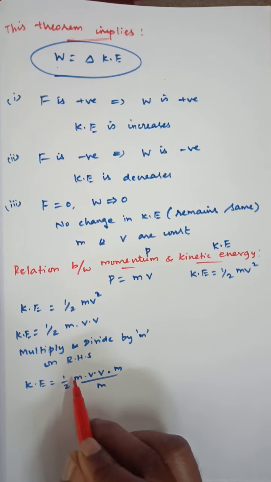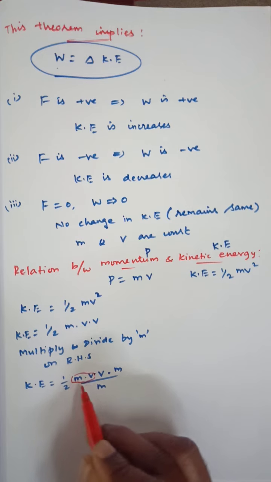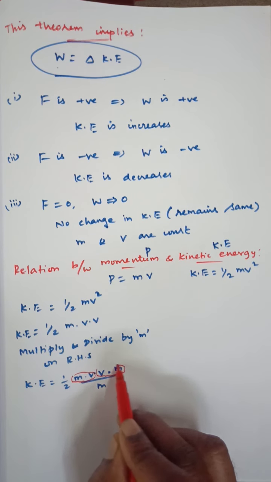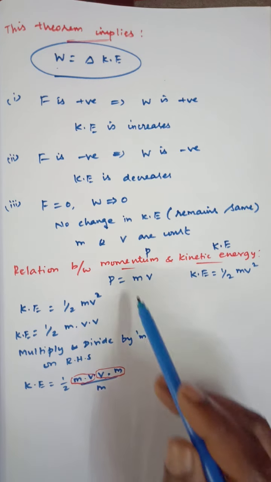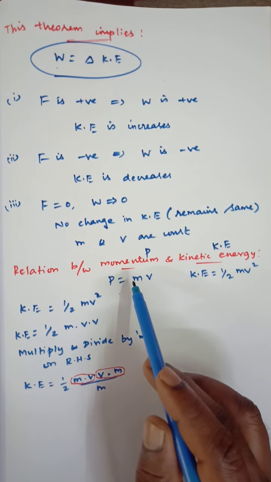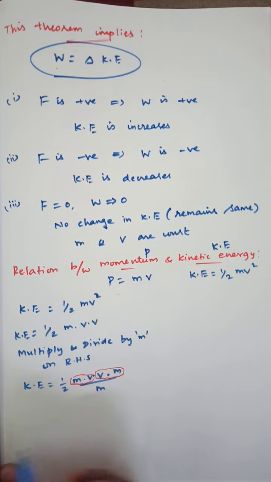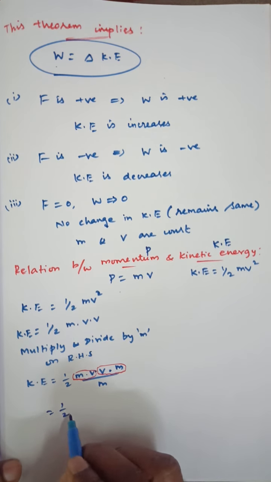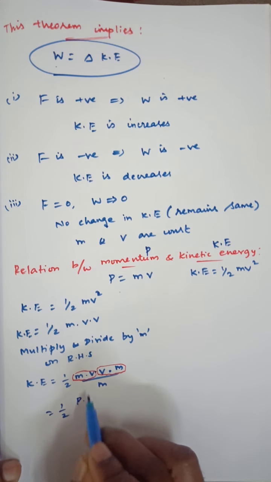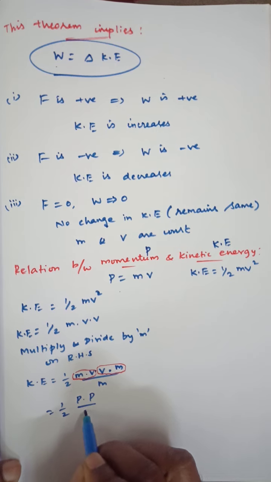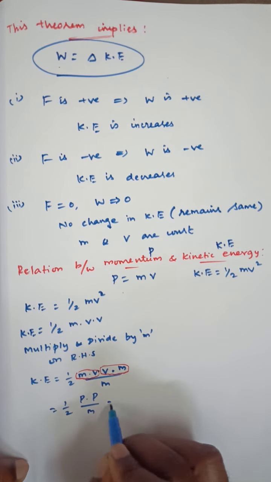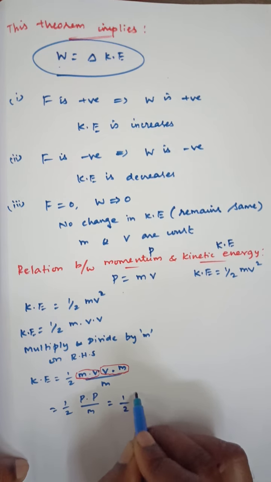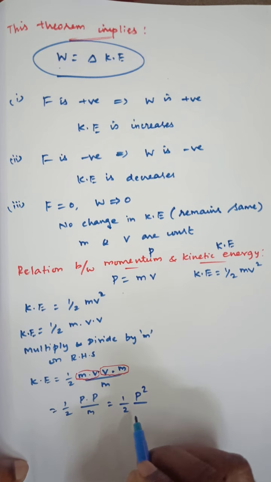See here we have m into v, and here also we have v into m, both are the same thing. What is the formula for m into v? It is nothing but p, the momentum. So we will write this equation as 1 by 2, this is p, this is p by m. So p into p is p square. We write 1 by 2 p square by m.